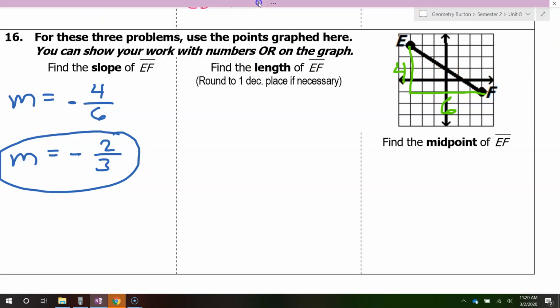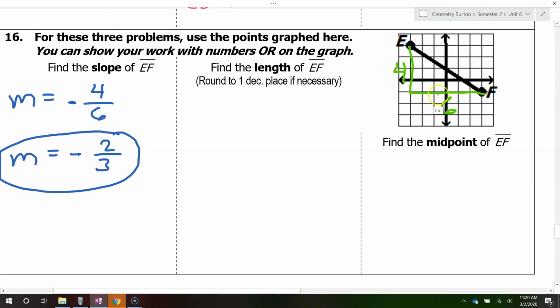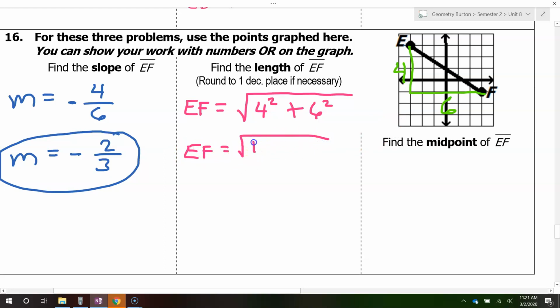Now, to find the length, this is perfect for doing the Pythagorean Theorem method instead of doing the distance formula. I would definitely recommend the Pythagorean Theorem. So the length of segment EF should just be the square root of 4 squared plus 6 squared. All right, it's just we're doing the Pythagorean Theorem. So EF should equal, so that's going to be 16 plus 36. So that's going to be 52.